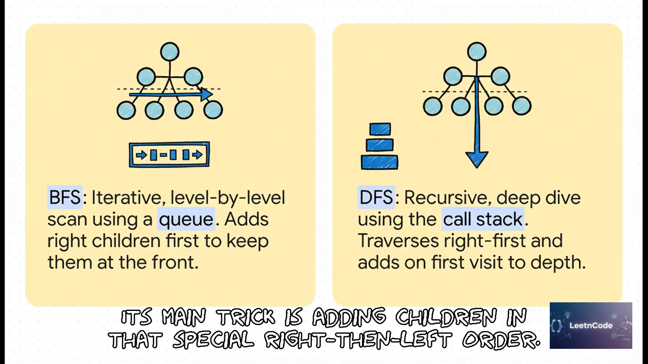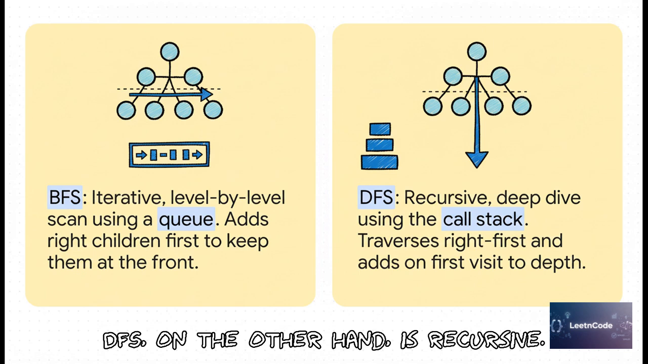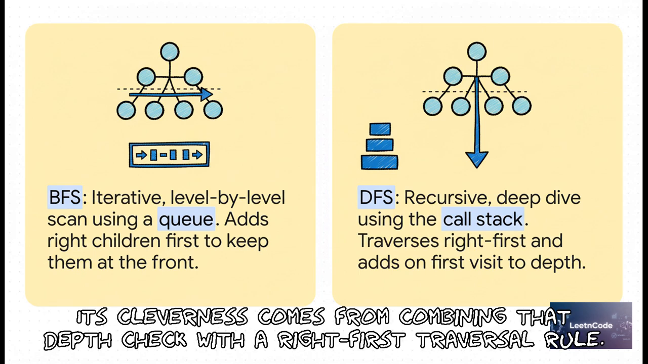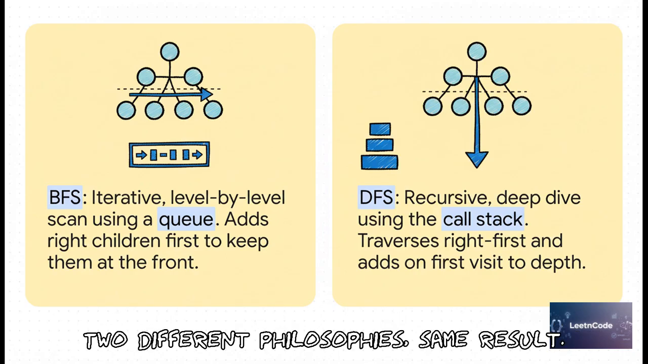Its main trick is adding children in that special right then left order. DFS, on the other hand, is recursive. It dives deep using the call stack. Its cleverness comes from combining that depth check with a right first traversal rule. Two different philosophies, same result.